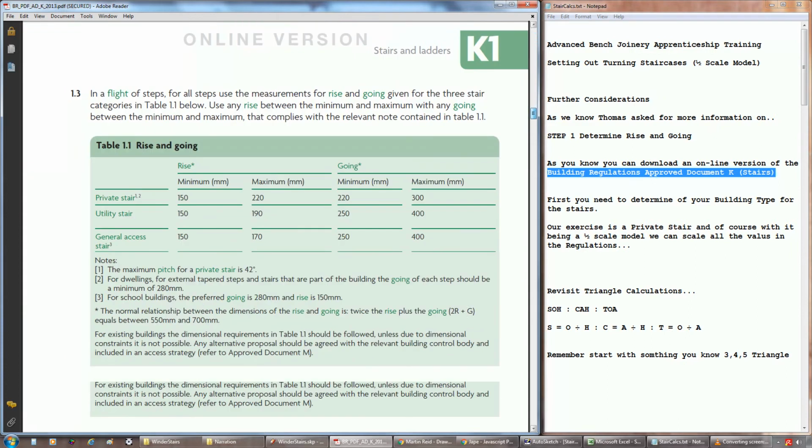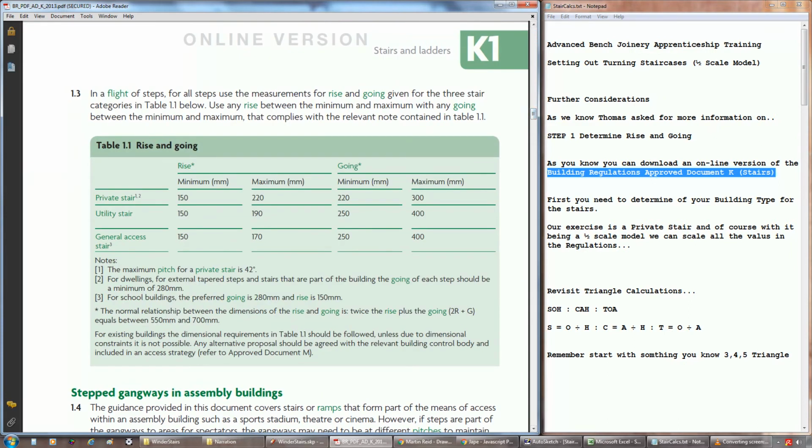The building regulations will lay out all of our requirements. We'll see, for example, that we're operating on a private stair. We'll see that the maximum rise is 220 millimeters and the minimum going is 220 millimeters. We'll see that the maximum pitch is 42 degrees and that twice the rise plus a going must be added to become between 550 and 700 millimeters. This is known as the 2R plus G rule.